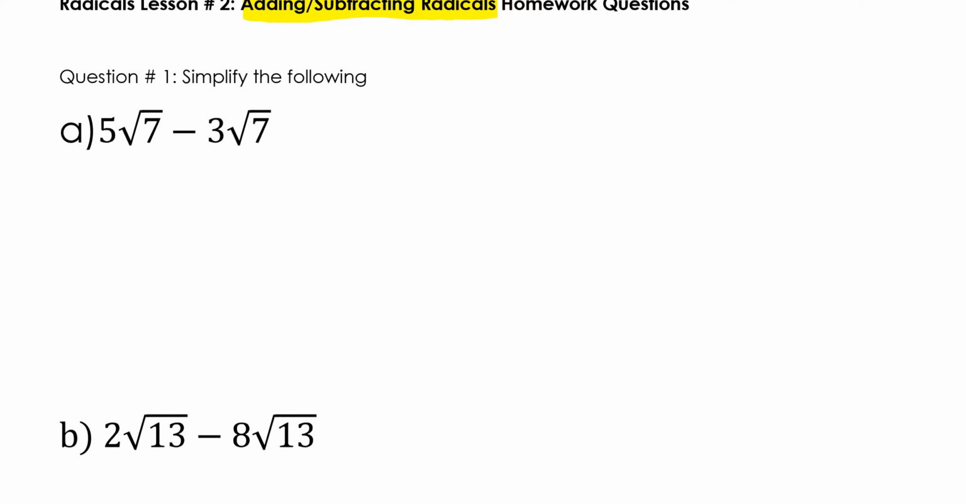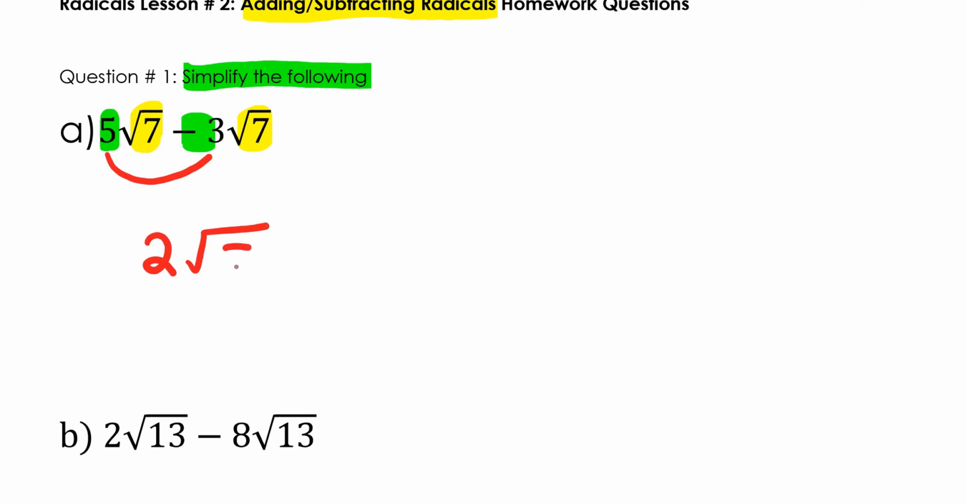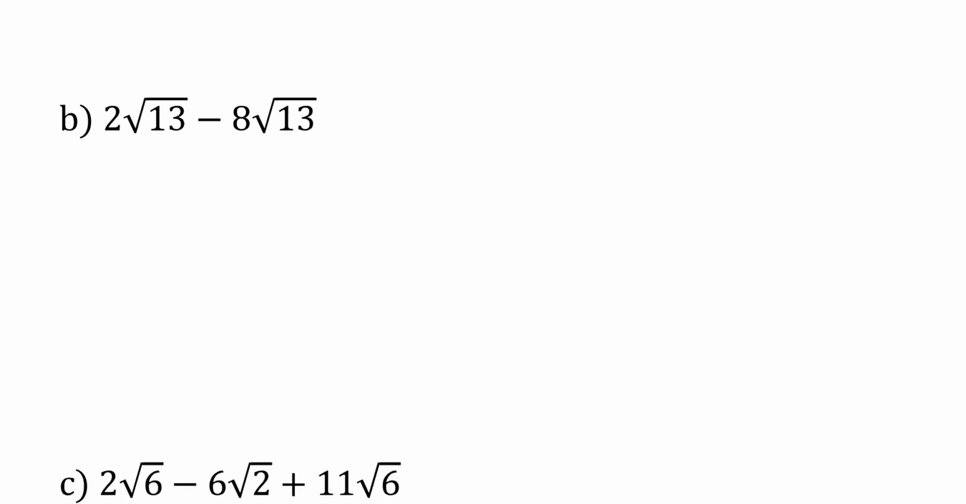For question number 1, I need to simplify the following. And you'll notice that the radicals are the same, so root 7. So all you have to do now is take the outside numbers, 5 and negative 3, and combine those. So 5 minus 3 is going to be 2, so my final answer here is going to be 2 root 7.